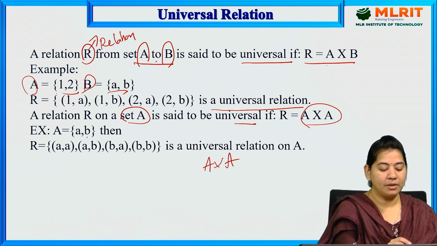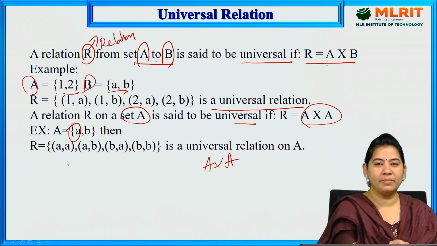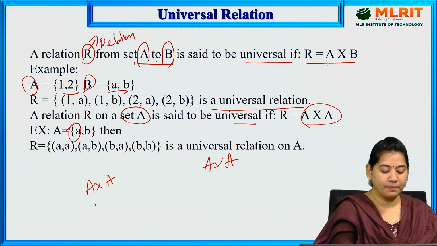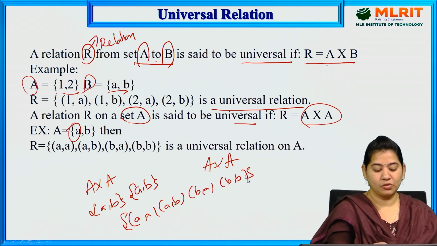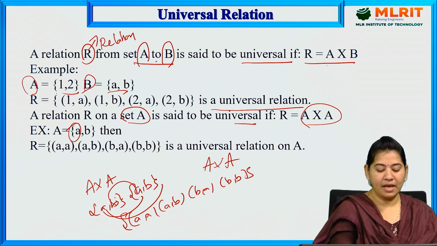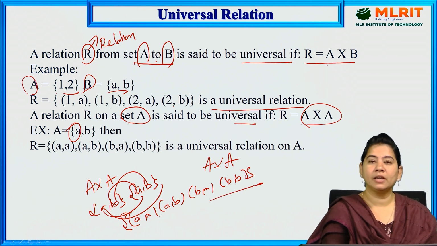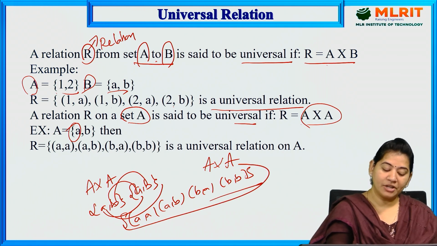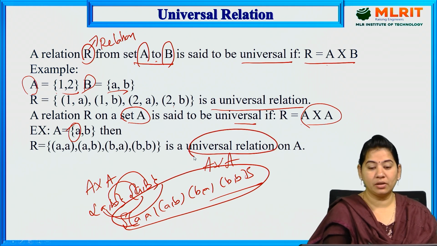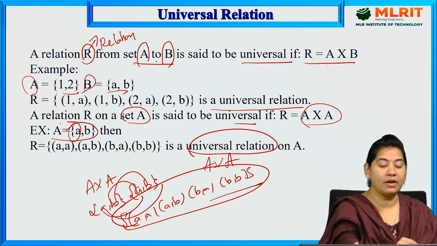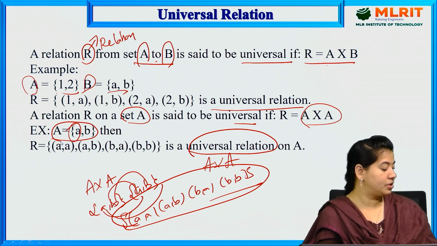How are we multiplying? A cross A, which is nothing but {a, b} and here also {a, b}. Now we are just multiplying: a with a, a with b, b with a, and b with b. So aa, ab, ba, bb. Whatever relation you get like this is called the universal relation on the given set A.